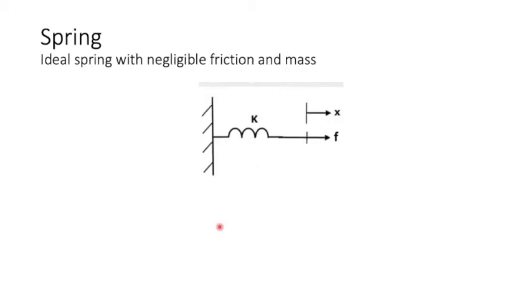Let us look at the same modeling for the spring. For the spring, we consider an ideal spring with negligible friction and mass. This spring is applied by a force of F, and proportional to that we have a displacement of x. So the opposing force Fk is proportional to the displacement. Removing the proportionality, we have Fk is equal to k into x, where k is the stiffness of the spring. Now, applying Newton's second law, we have applied force is equal to opposing force is equal to K into x.